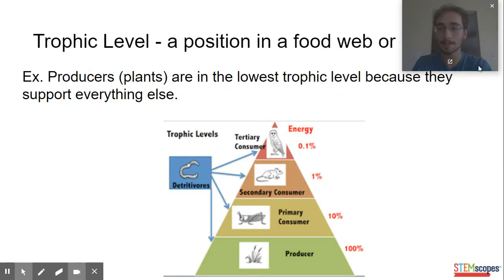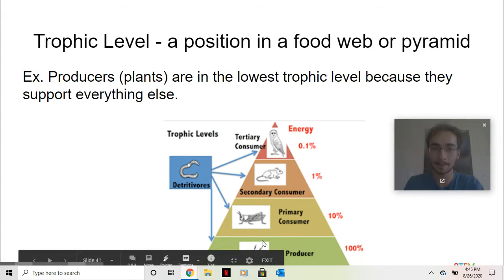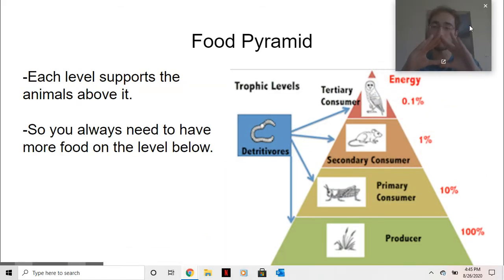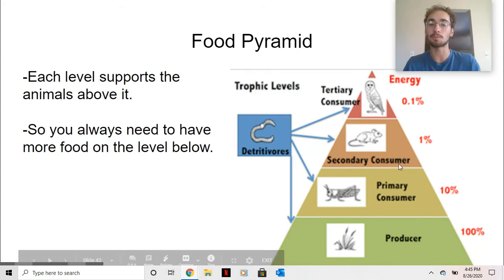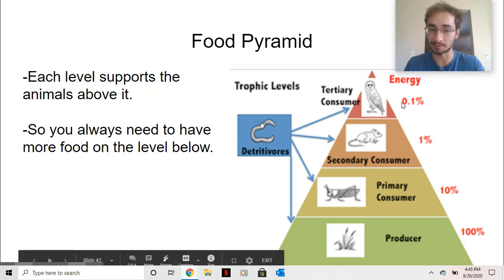Next thing, so here's a reminder, trophic levels. So trophic level is a position in a food web. And the reason why a food pyramid, it's shaped like a pyramid for the food energy diagram, is because each level needs to support the animals above it. Producers need to support these ones and these ones and these ones. Primary consumers must support secondary and tertiary consumers. You always have to have more food available than things eating it, or else you'd run out of food. Because not all of the energy goes to the next level.